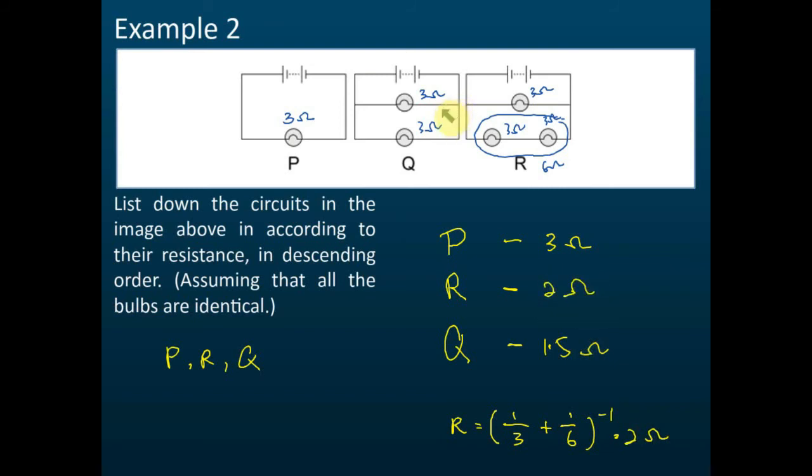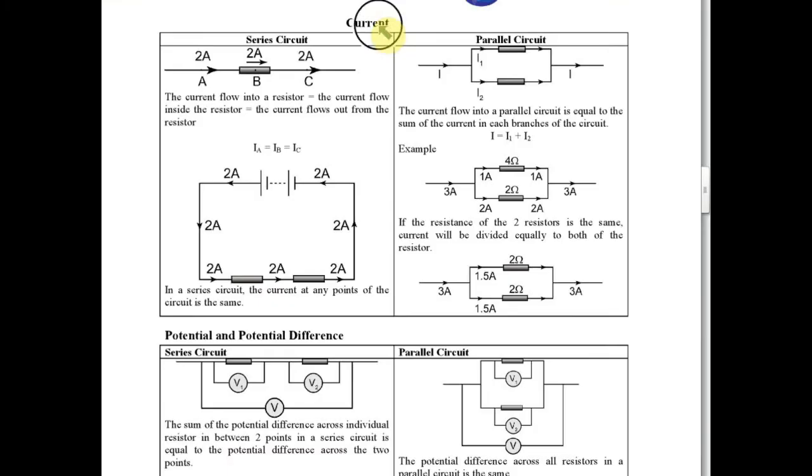So in descending order, from the highest, the highest is P and the lowest is Q. This is important because sometimes in an exam, they may ask you to compare which circuit has higher effective resistance and which circuit has lower effective resistance.